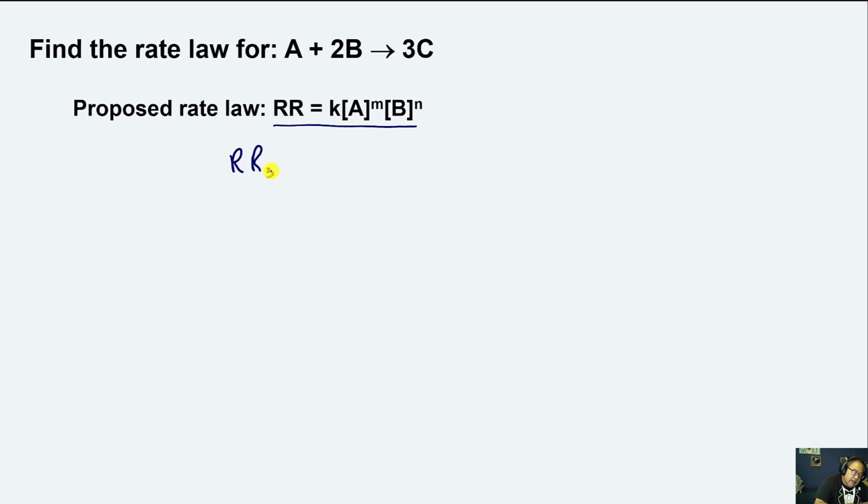So reaction rate 3 is equal to K times A to the M times B to the N. I'm going to get rid of the brackets just to make it easier to write. But reaction rate 1, if this is what I was doing mathematically, is K times A to the M and B to the N. Now this would be A3 and B3 and A1 and B1 like that.